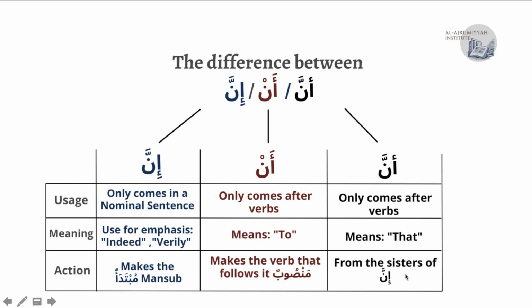While anna is from the sisters of inna, so anna, as we covered in another video, is from akhawatu inna, it has the same exact action as inna, and that's why it's one of its sisters. So it's going to make the mubtada, or what was originally the mubtada, mansub. So that, in a very brief sense, is the difference between these three things in terms of their usage, their meaning, and their action. Of course, there are many more details to each of these, which we cover in later videos, and also we've covered in previous videos.